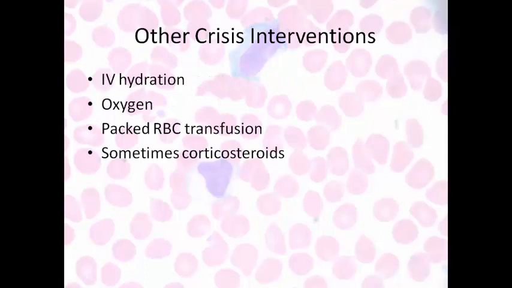Other things we do for a pain crisis. Remember that things like dehydration and lack of oxygen were triggers for further sickling, so we're going to make sure that doesn't happen. Nice aggressive IV hydration. Oxygen, even if the patient's oxygen level drops below 95, that's too low. So we'll go ahead and use oxygen for them.